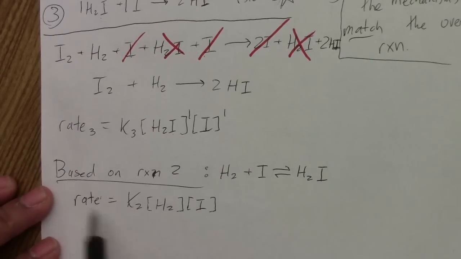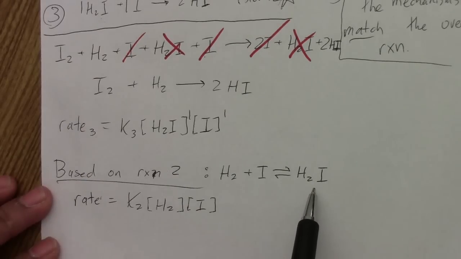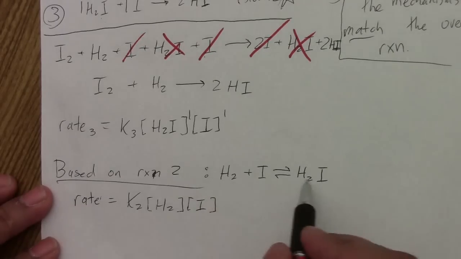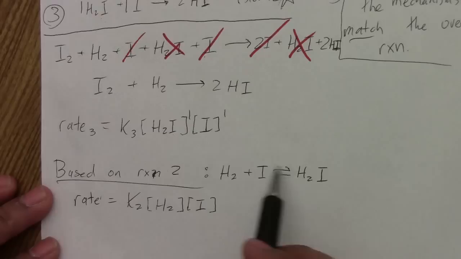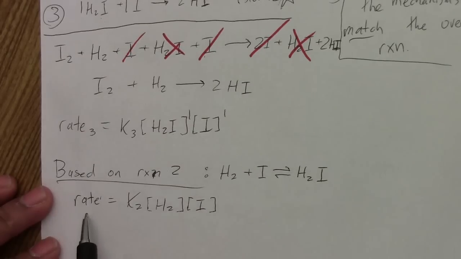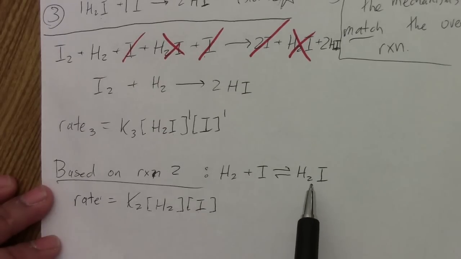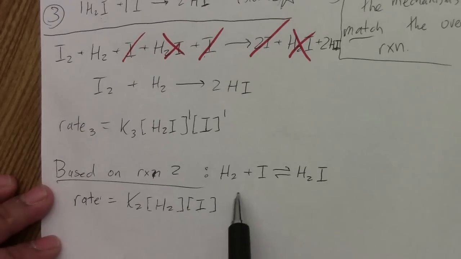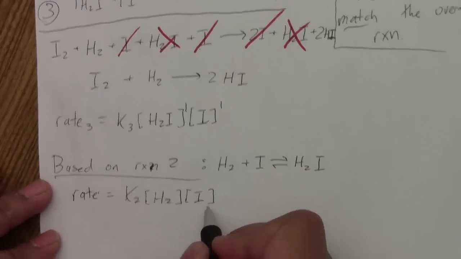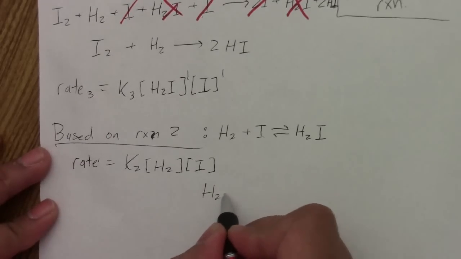But notice that this rate law doesn't actually help us. It doesn't include the H2I we're trying to get rid of. Well, we can work with this. We can also say that because this is at equilibrium, H2 and I are being used or formed at the exact same rate as the product is being used or formed. So we can write a rate law in the backwards direction. So let's write this reaction backwards just to be absolutely clear.